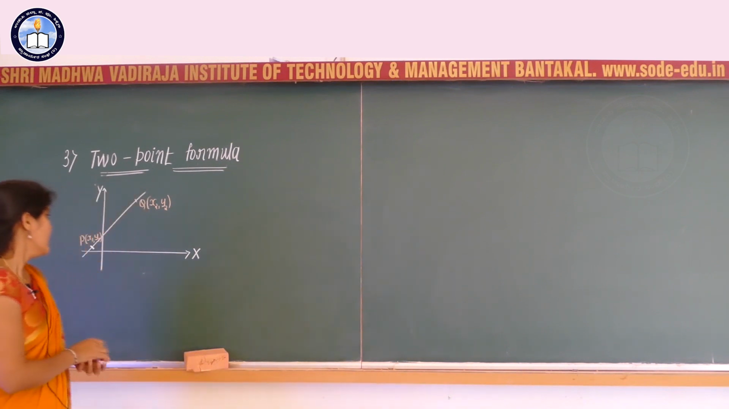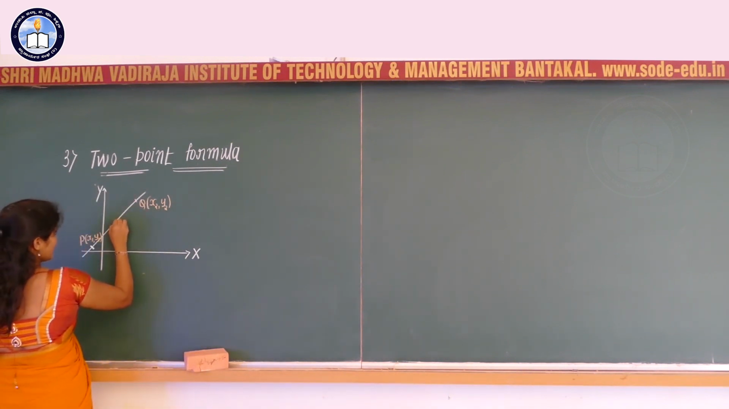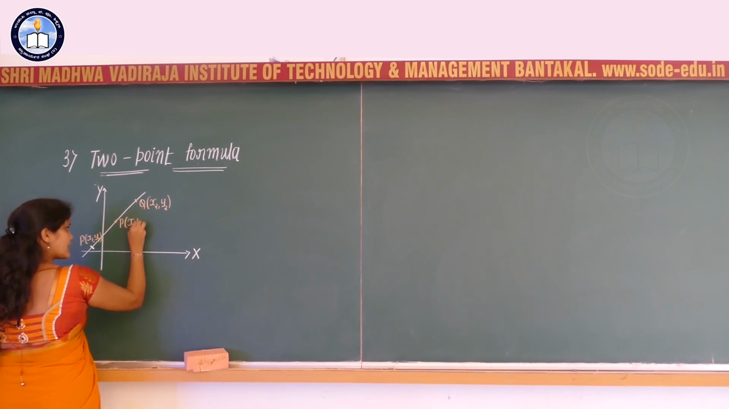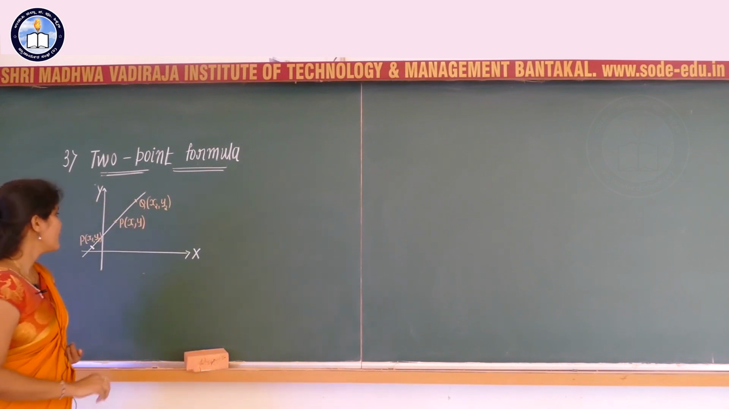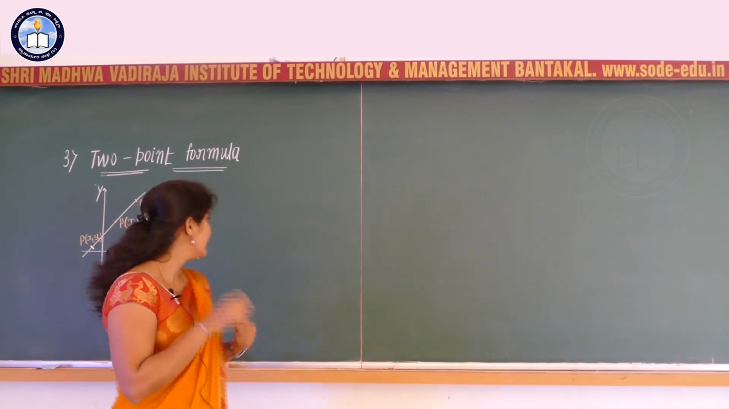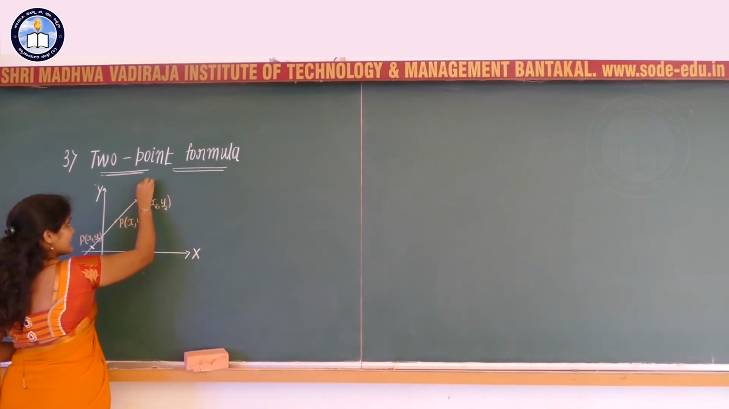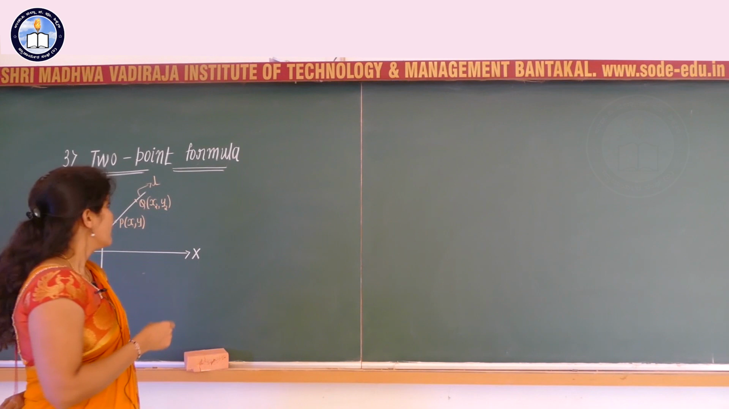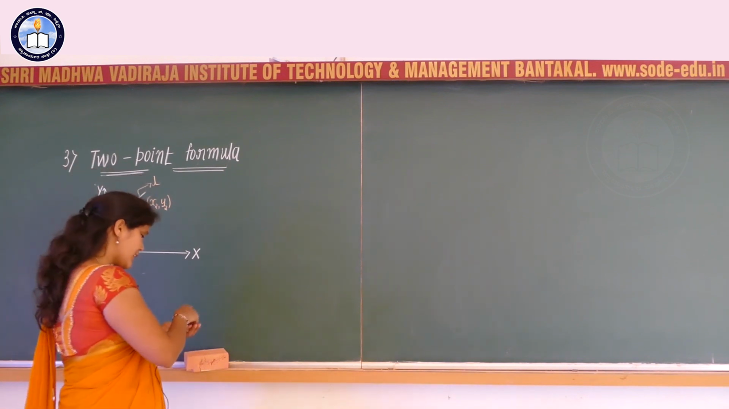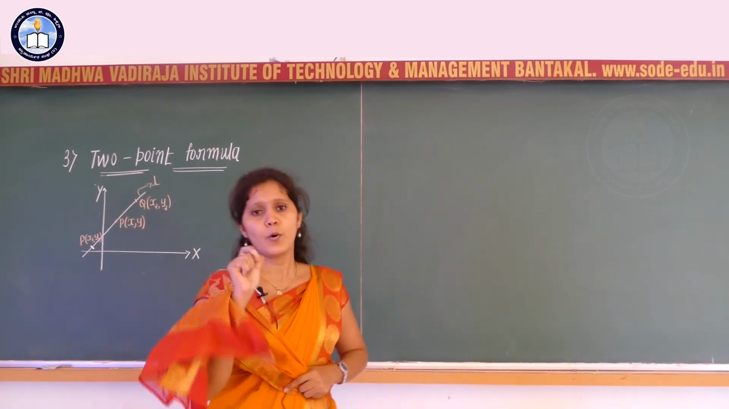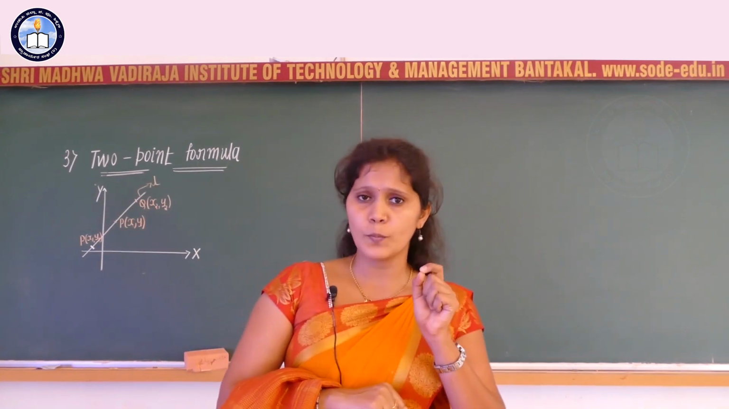In order to consider the solution, I can consider one arbitrary point, that is P of x, y, which lies on the given line, and this line I can write as L. So now in order to find the 2-point formula, we are using the previous equation, the slope point formula. We know the slope point formula.